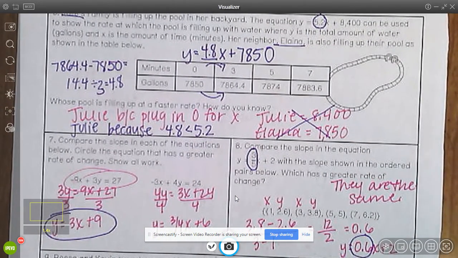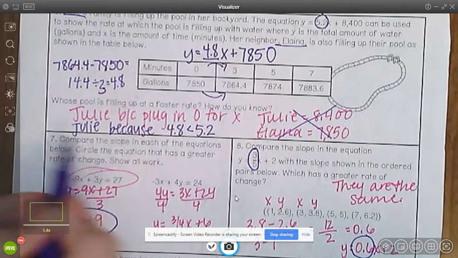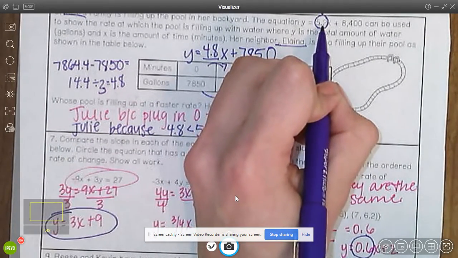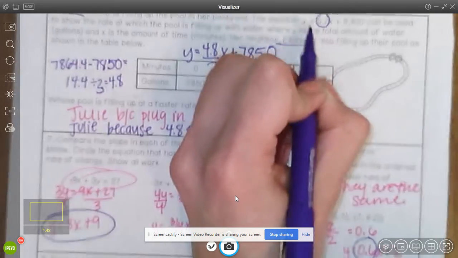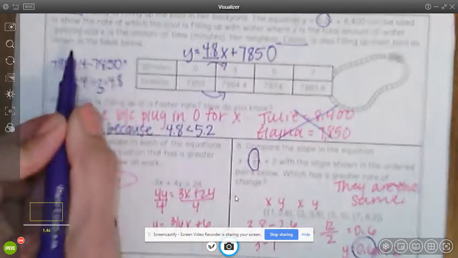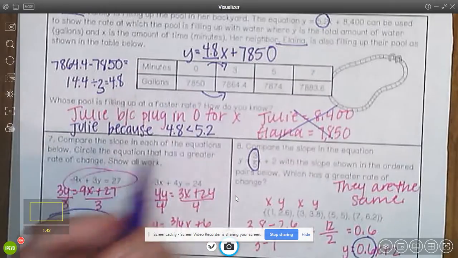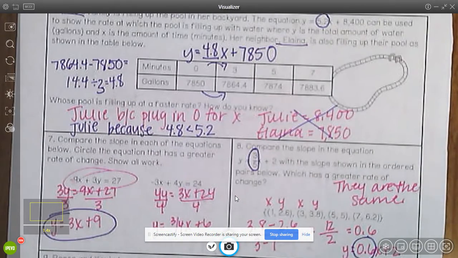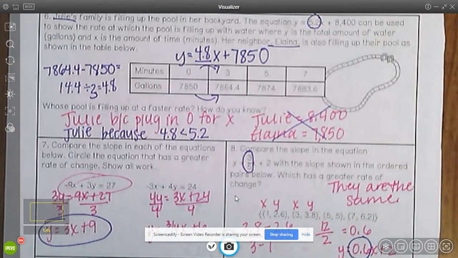So whose pool is filling up at a faster rate? And how do we know? So that would be Julie's pool because she is filling at 5.2 gallons per minute, whereas Elena is 4.8, and 5.2 is more water per minute than 4.8. If you're putting more water in the pool per minute, it's filling at a faster rate.